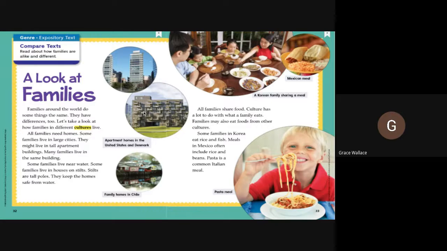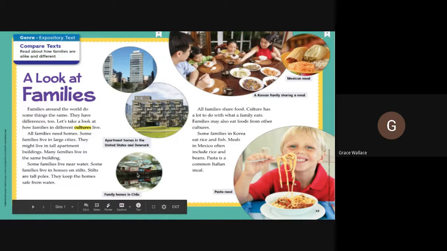You can see we have some text features here. We have some photographs. A photograph is a real picture, not a drawn picture, but a real picture. And we have some captions. Captions tell us about the photographs. So these 2 photographs, it says apartment homes in the United States and Denmark. So these are apartment homes in Denmark and the United States. And down here we have a family homes in Chile. So we can see that this is a real picture of what that would look like.